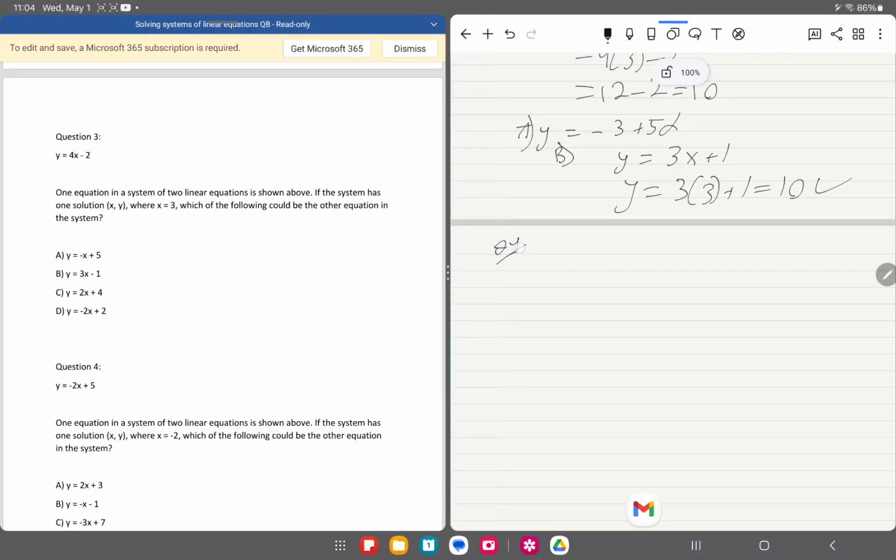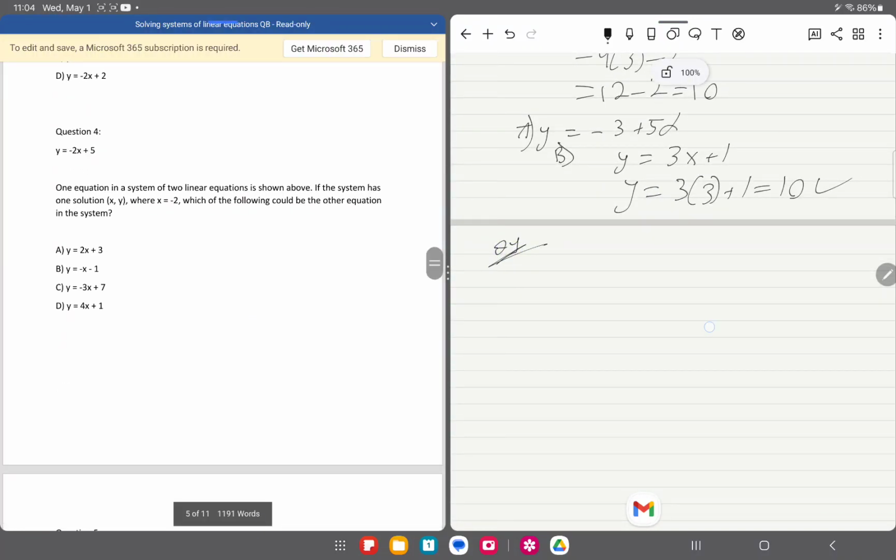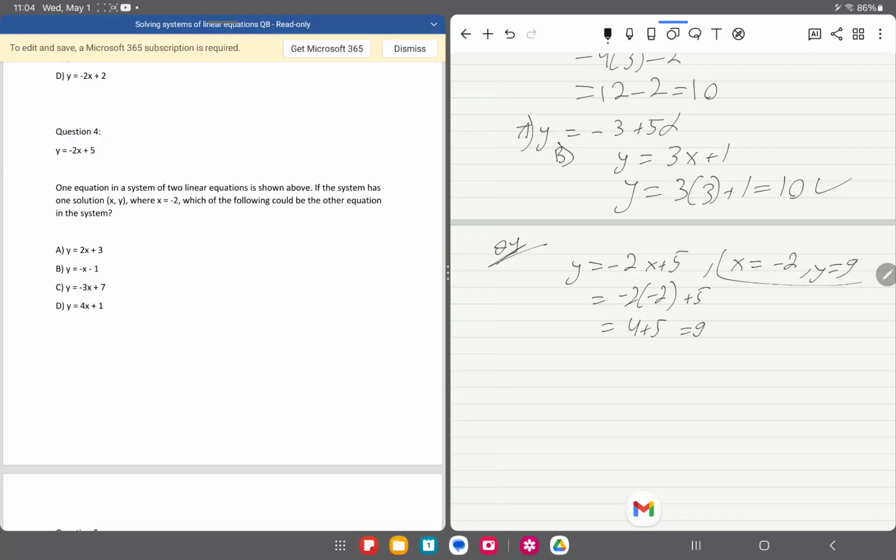Now let's go to question 4. y is equal to minus 2x plus 5, x is equal to minus 2. So minus 2 into minus 2 plus 5, 4 plus 5 is equal to 9. I need to find my 9. If I go for A, it's y is equal to 2x plus 3.